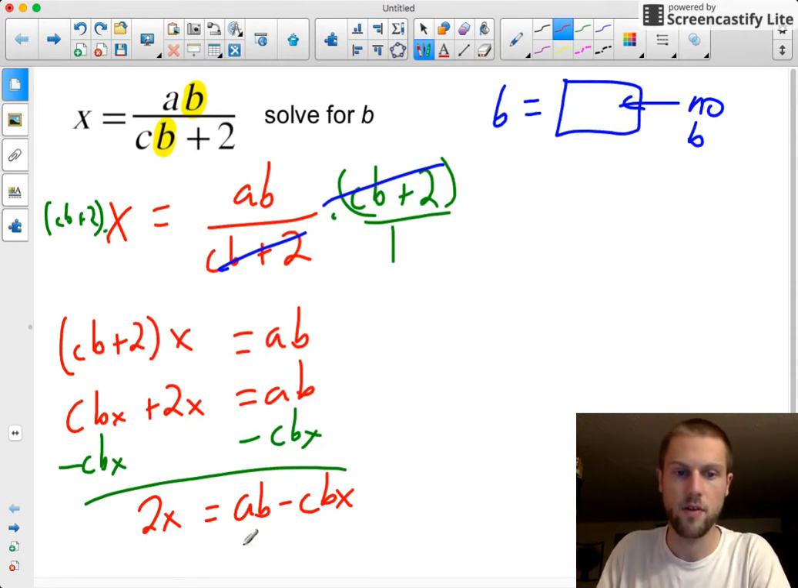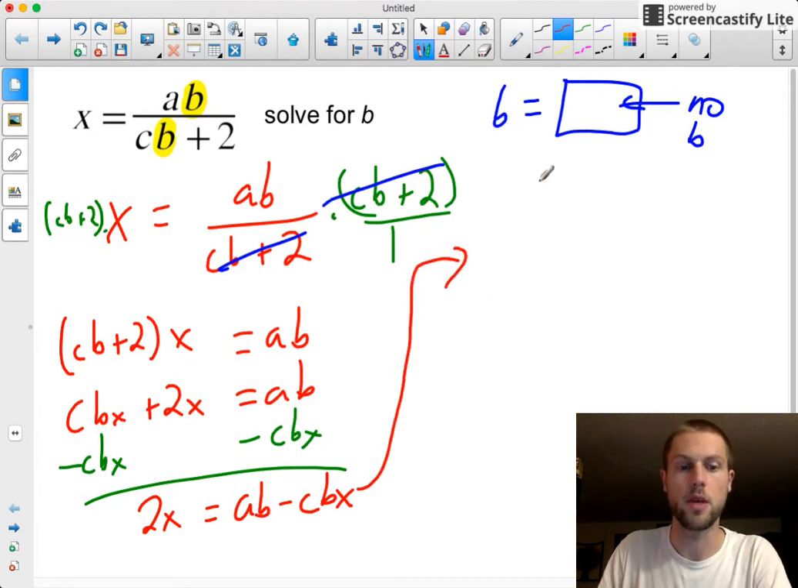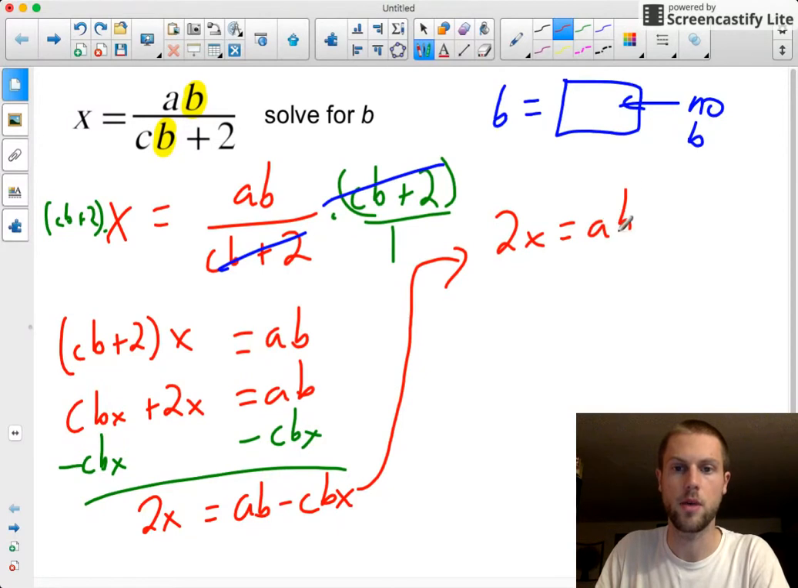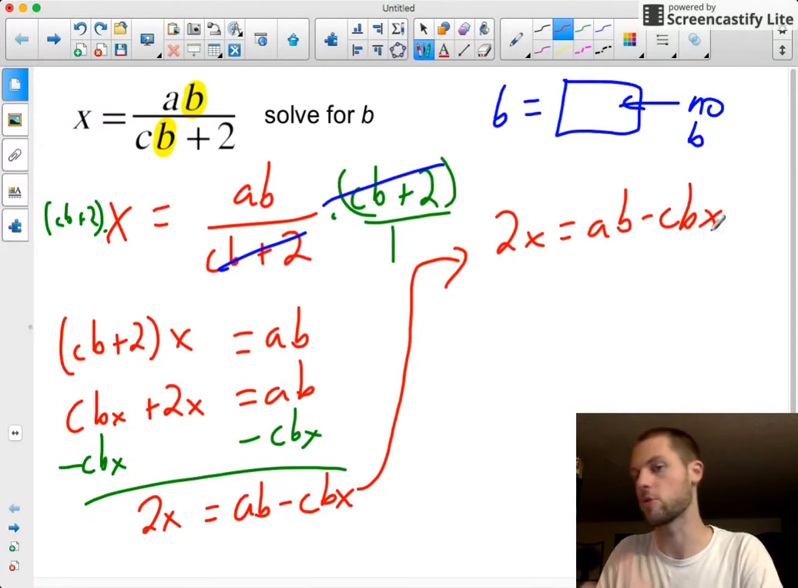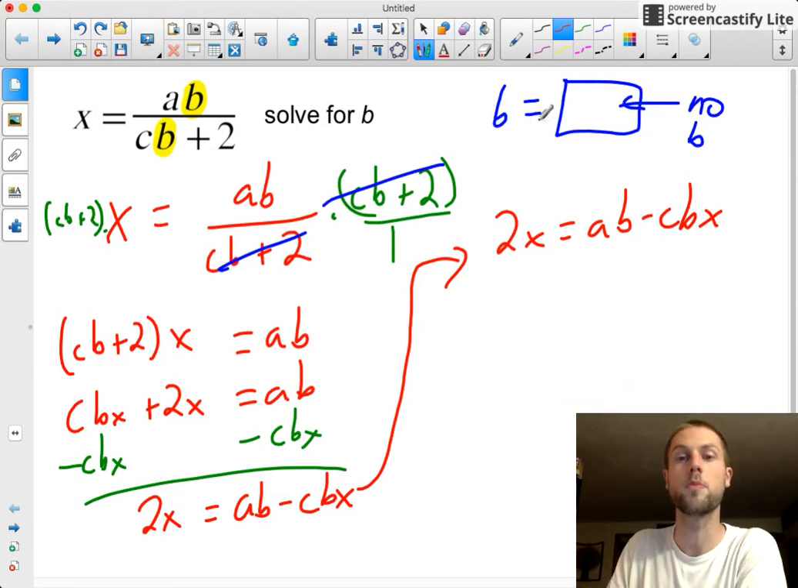And now that I have the b terms all on one side, everything else on the other side, I'm ready to factor out a b. So I'm just going to rewrite this here. 2x equals AB minus CBx, or BCX, or XBC, doesn't matter. But I want just one b. Remember, right now I have two b's.